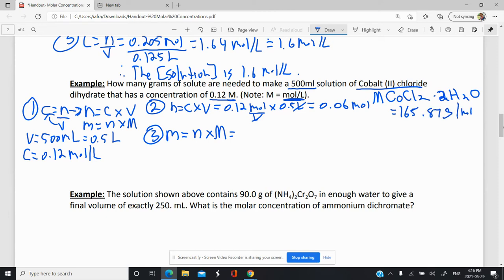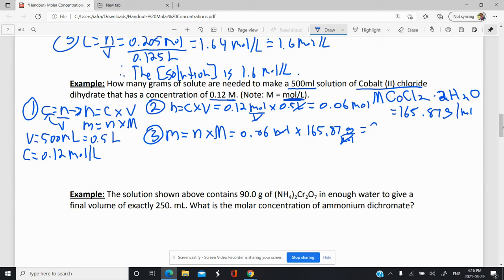So I can do my moles, 0.06 moles times 165.87 grams per mole. Cross out moles, and we get grams left over, so times 0.06.